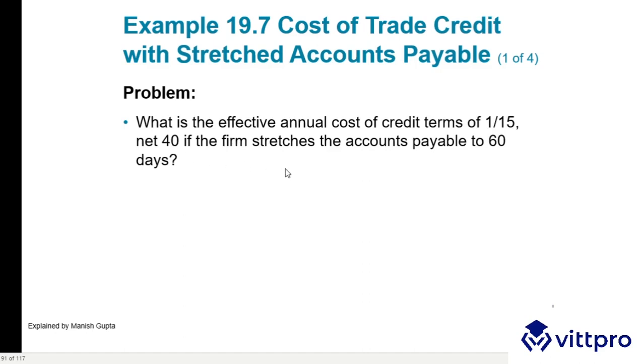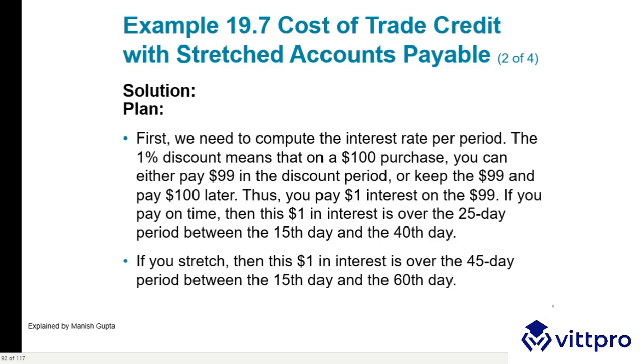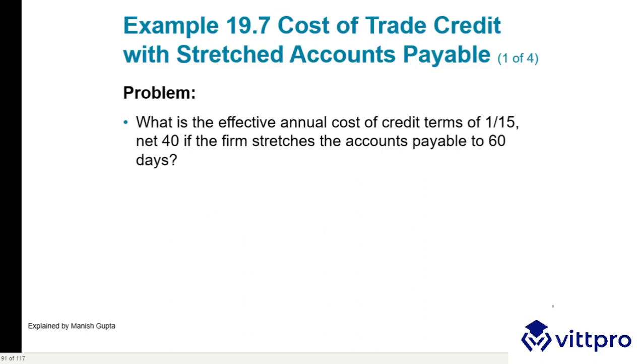If the firm stretches the accounts payable to 60 days, let's say they discuss with the supplier, what about if we stretch it to 60 days, what would be my EAR, right? The first thing you have to do is, since we are calculating this $1, we are stretching it by 15 days, so you are utilizing this $1 not for 25 days like in our previous example. Now we are using it for 60 days, right? So 60 minus 15, so we are now using this $1 for 45 days.